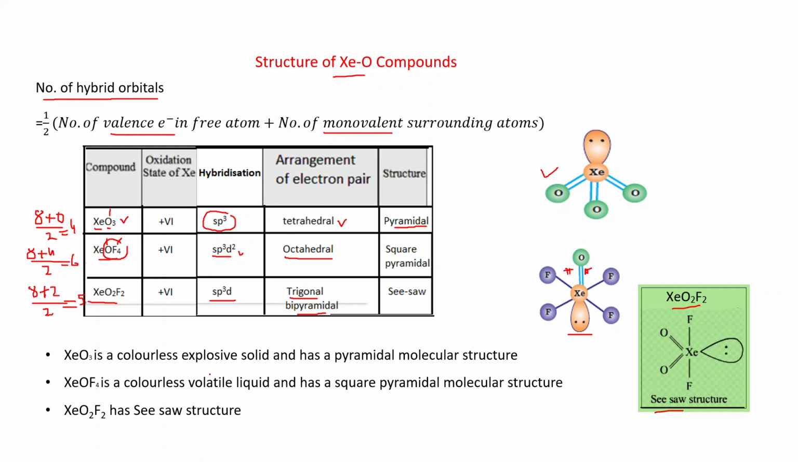So we can say XeO3 is a colorless explosive solid and has a pyramidal molecular structure. XeOF4 is a colorless volatile liquid, has a square pyramidal molecular structure, and XeO2F2 has a seesaw structure.